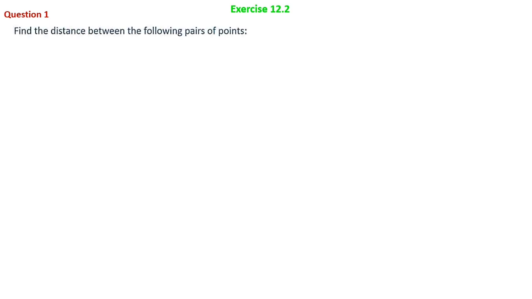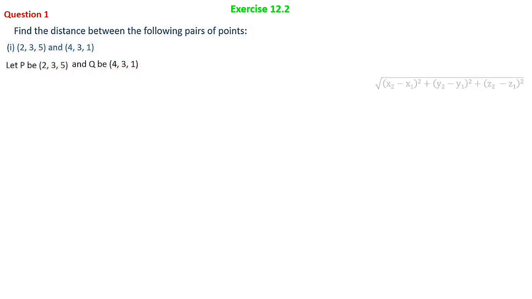Next, we shall discuss the exercise problems. First question from exercise 12.2. Find the distance between the following pairs of points. The first pair is (2, 3, 5) and (4, 3, 1). Let's take these 2 points as P and Q. So P is (2, 3, 5) and Q we can assume as (4, 3, 1).